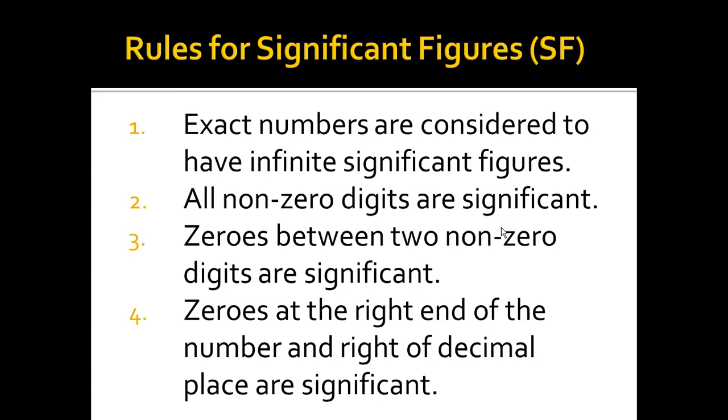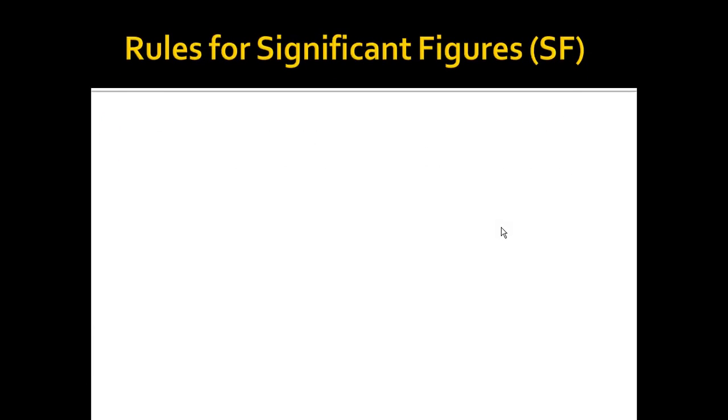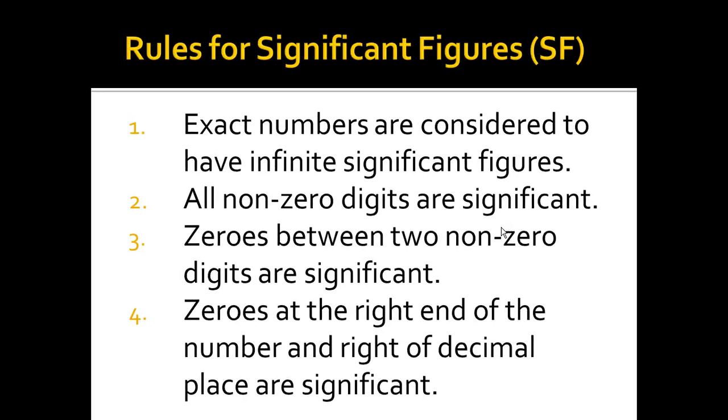Okay, next, rule number 4, zeros at the right end of the number and to the right of the decimal place are significant. So what does rule number 4 mean? For example, you will have the number 23. The number 23 can be written as 23.0, 23.00, 23.000, or any number of zeros that we can attach to the number 23. Any zero that is attached to the number 23 as part of the decimal places is considered significant if you're going to write that number accordingly.